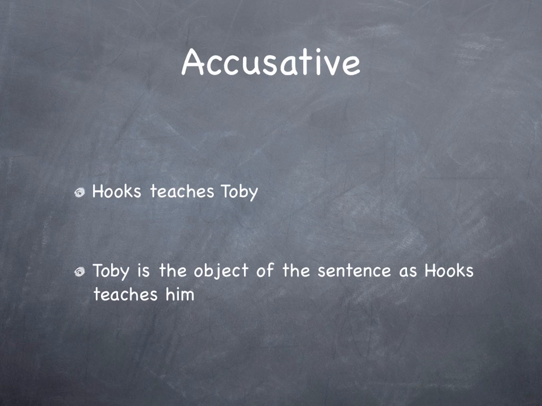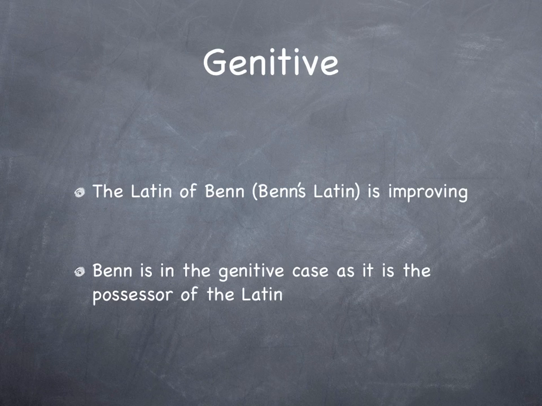The accusative case. Hooks teaches Toby. Toby there is the object of the sentence, therefore Toby would be in the accusative case. And by now you will know that Hooks is the subject, therefore Hooks would be in the nominative case.